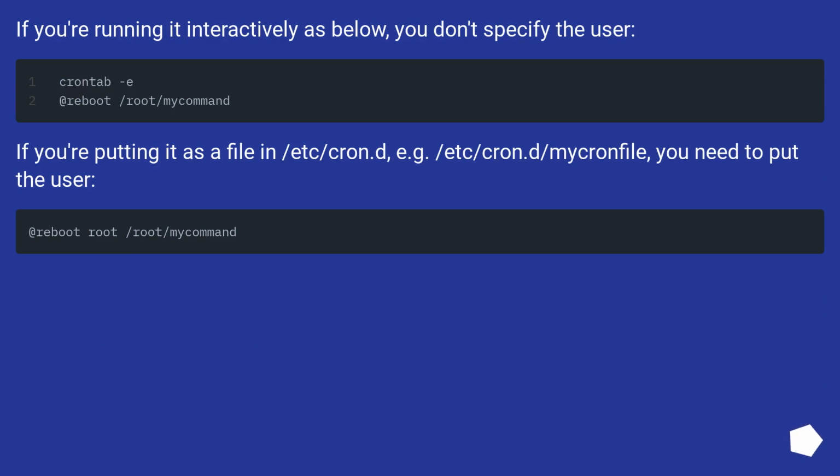If you're running it interactively as below, you don't specify the user. If you're putting it as a file in /etc/cron.d, for example /etc/cron.d/mycron file, you need to put the user.